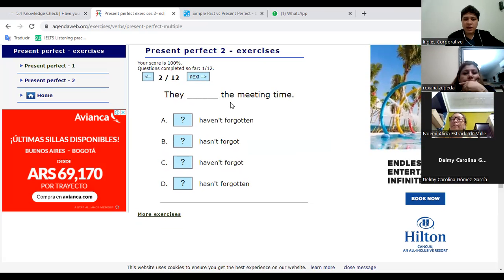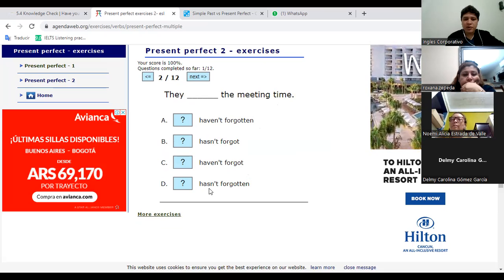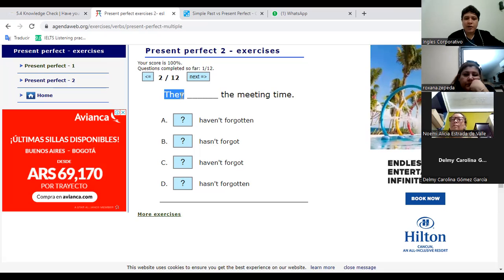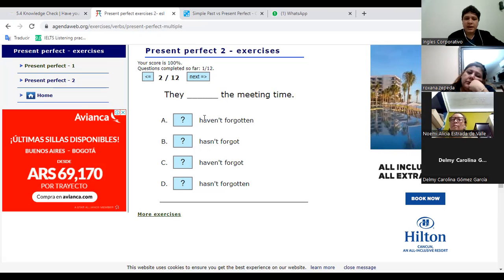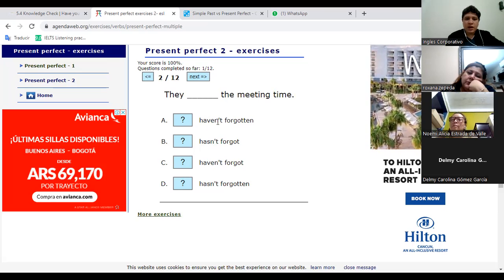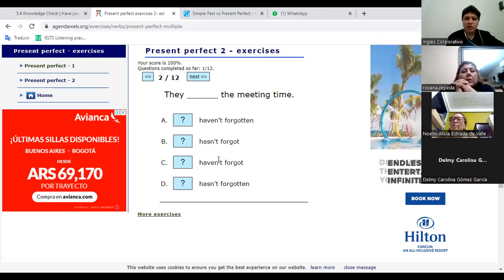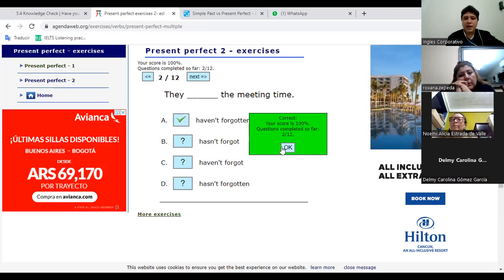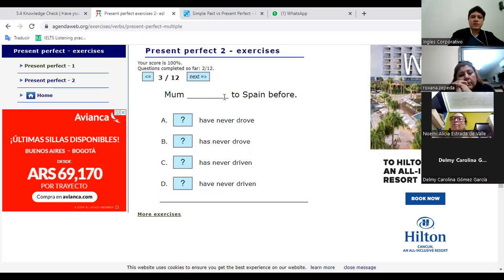Now, let's see another one. Tenemos esta: the meeting time. We have haven't forgotten, hasn't forgot, haven't forgot, or hasn't forgotten. Para they, chicos, ¿qué vamos a ocupar? Have or has? Have. Ok, so tenemos C and A. Recordemos que el verbo tiene que estar en past participle después. ¿Cuál sería, A or B? Letter A. Perfect. They haven't forgotten the meeting.